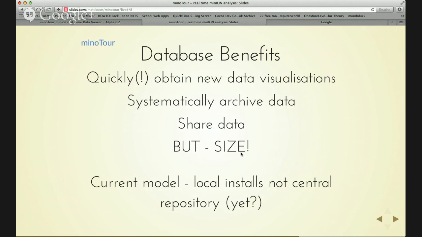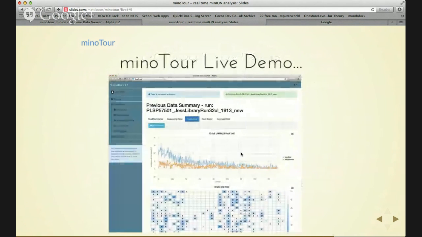So the current model for this software for people who want to use it elsewhere is to do a local installation with one of your MinIONs. We're not thinking about a central repository, and obviously Clive was talking about Metrichor maybe doing these things in the future. For the purposes of the demo that I'm about to attempt, and this will be interesting, a live streaming demo of some software.